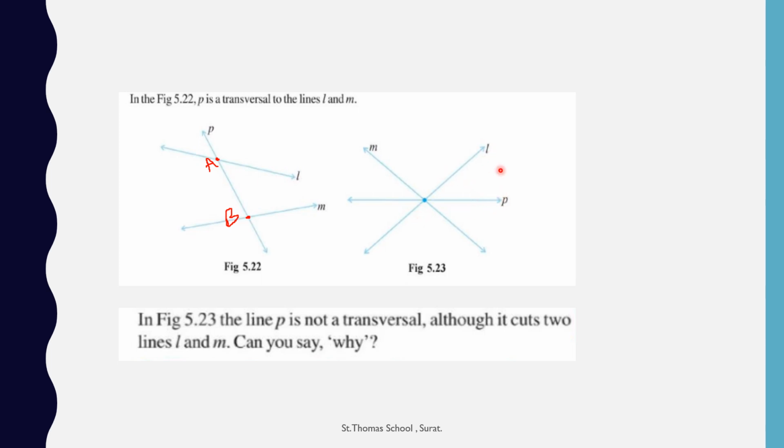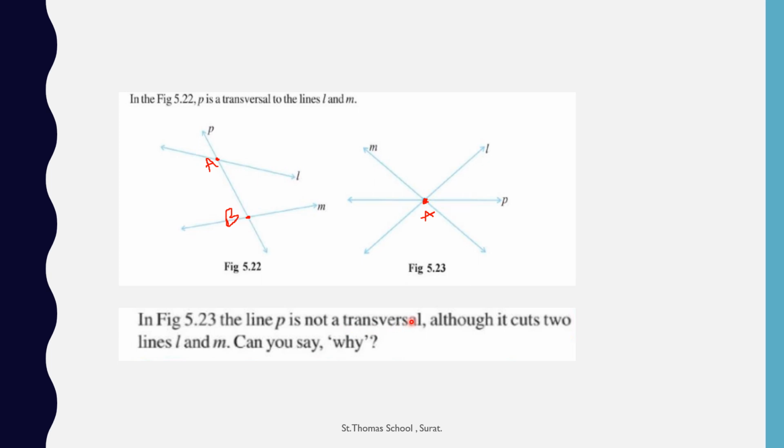Let's take first P cuts line L at point A. Let's mark this point A, and the same P cuts line M at the same point, right? The same point. So what do you understand from here? Line P intersects line L and line M at the same point. So what is the meaning of transversal?